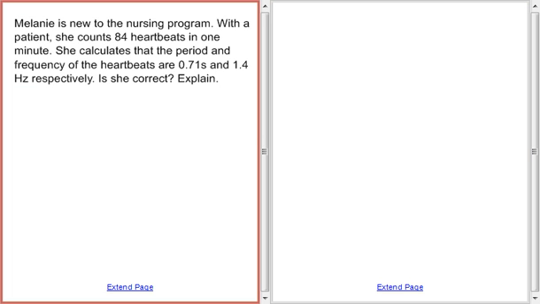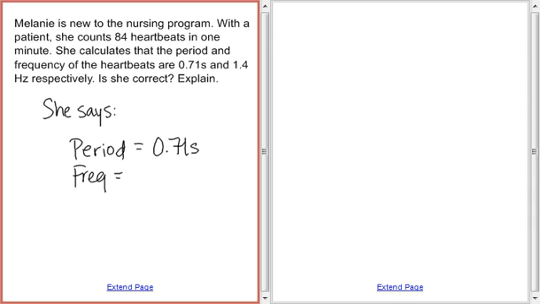Number 5. Melanie is new to the nursing program. With a patient, she counts 84 heartbeats in 1 minute. She calculates that the period and the frequency of the heartbeats are 0.71 seconds and 1.4 hertz respectively. Is she correct? So, with this, she says that the period is equal to 0.71 seconds, and her frequency is equal to 1.4 hertz.